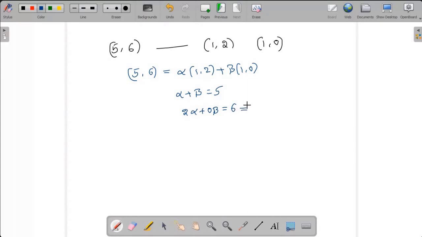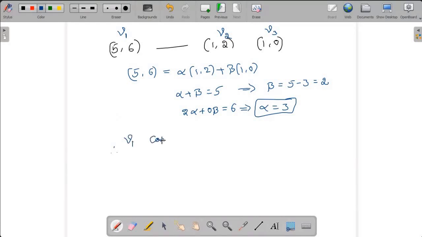So if you solve it, you can see alpha is nothing but 3 from the second equation. Substitute alpha in the first, so this implies beta equal to 5 minus 3, which is 2. Therefore, let me name these as V1, V2, and V3. So we have seen that V1 can be expressed as a linear combination of V2 and V3. That linear combination is nothing but V1 equal to 3 times V2 plus 2 times V3.